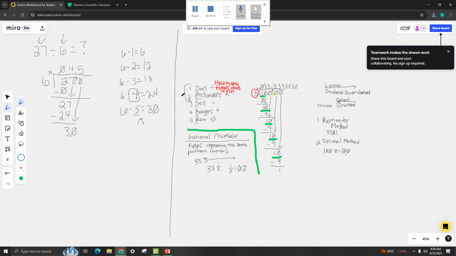And now I go to my second step. I multiply. 5 times 6, well, that's 30. And now I go to my third step and subtract. 30 minus 30 is 0. And look, I don't have any remainder, so now I'm done. Now I know that there are 4.5 6's in 27. So now I know 6 times 4.5 will get me 27.